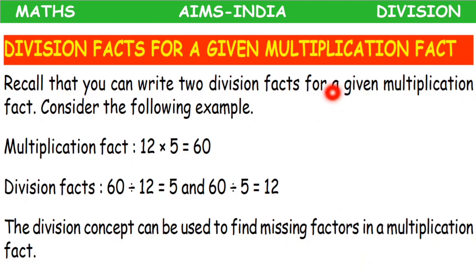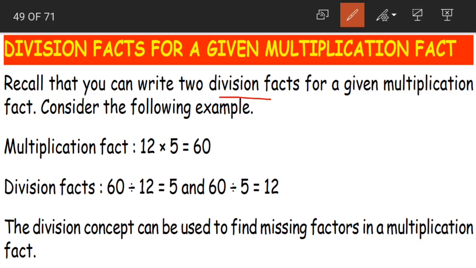So today first let us learn about division facts for a given multiplication fact. Recall that you can write two division facts for a given multiplication fact. Consider the following example. Now how is this possible? How can we write division fact for a multiplication fact? If you remember, division is just the opposite of multiplication. How do we divide? With the help of multiplication tables. Yes, with the help of multiplication tables we divide. So for every multiplication fact we can write division facts.